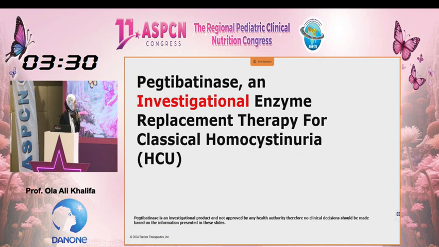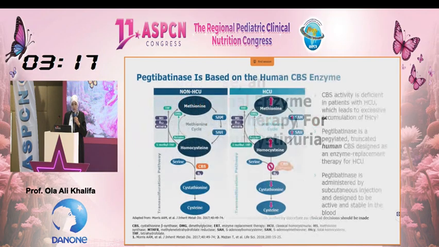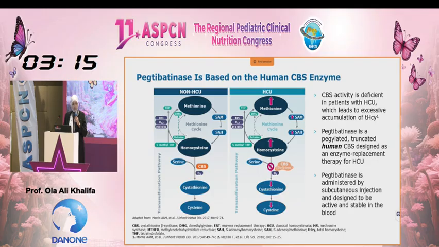I'll put some slides for bictebatinase. Bictebatinase is an investigational enzyme replacement therapy for classical homocystinuria, which has been developed by Travere Therapeutics. We can see this is a normal pathway, and for bictebatinase, CBS activity is deficient in patients with homocystinuria, which leads to excessive accumulation of total homocysteine.